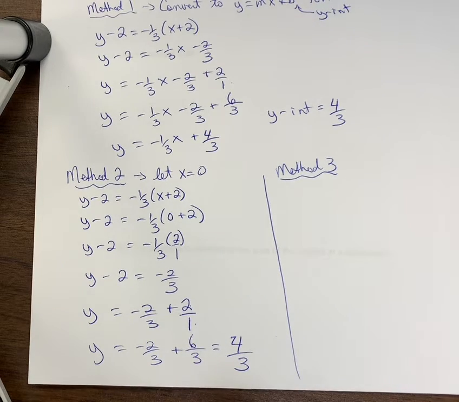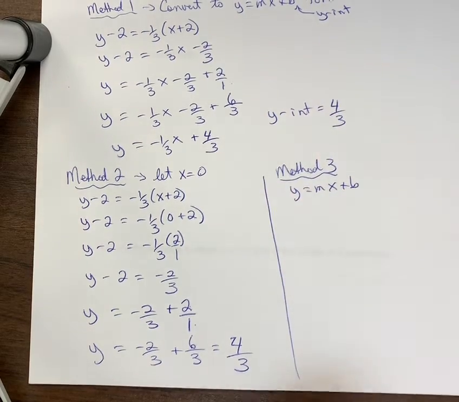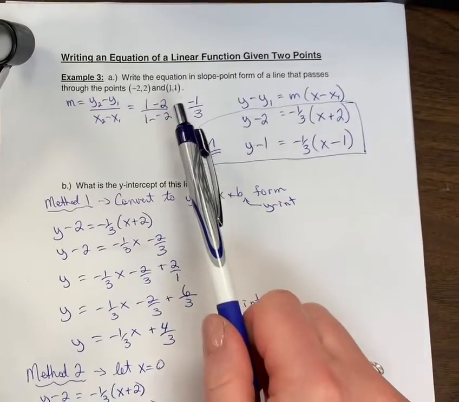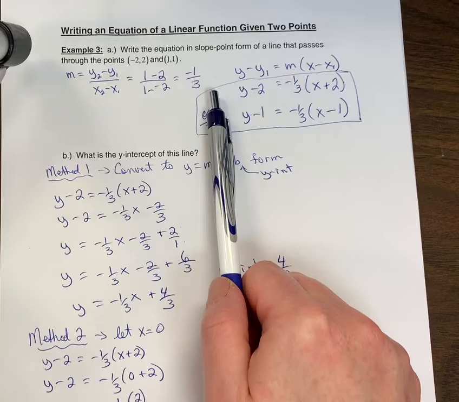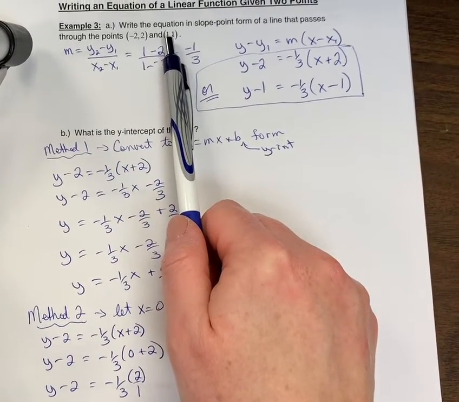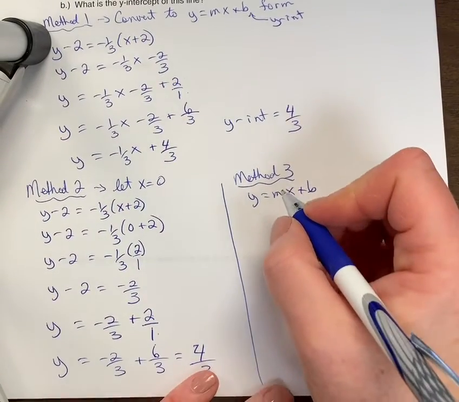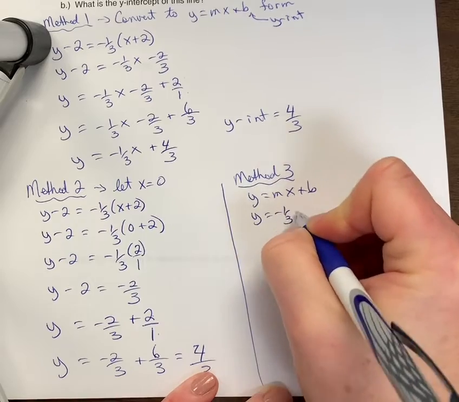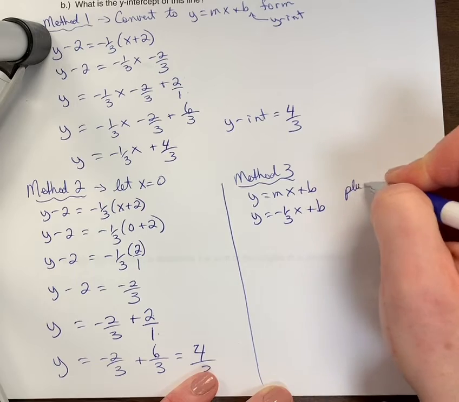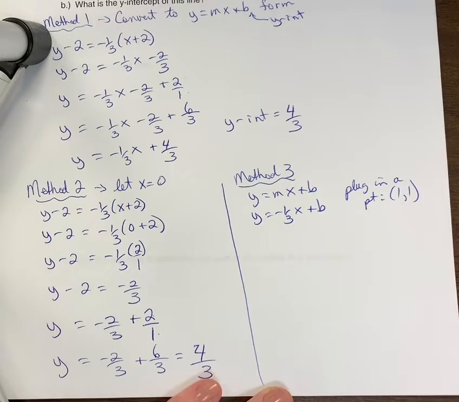Now in method 3, you can use y equals mx plus b and just start from the very beginning of the question. The very beginning question said, find the slope, which we found here as negative 1/3. Then I can plug in either one of these points as x and y to find the b value. So I know the slope is negative 1/3, and then I plug in a point. I'm going to choose (1, 1) because I may as well choose a little bit easier numbers here.